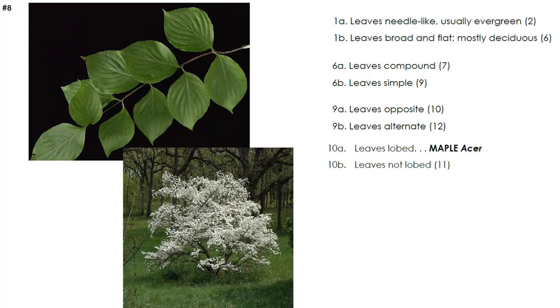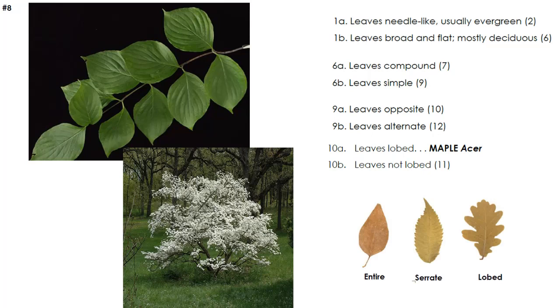Leaves lobed or leaves not lobed. Here I'm giving you a picture just so that you see what this looks like. So lobed is that little leaf on the right. So it's like an oak leaf, for example, that would be lobed. These are clearly not lobed. They're actually entire, but clearly not lobed. So 10B, leaves not lobed, go to 11.